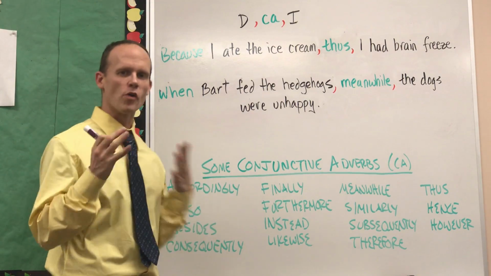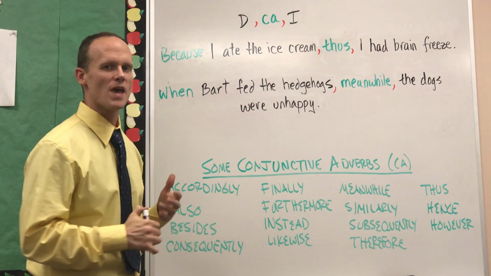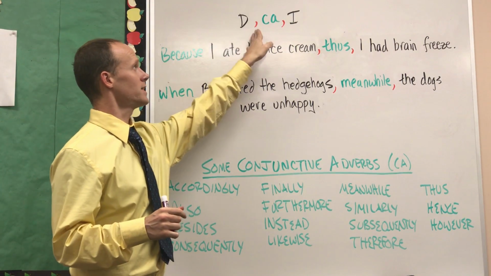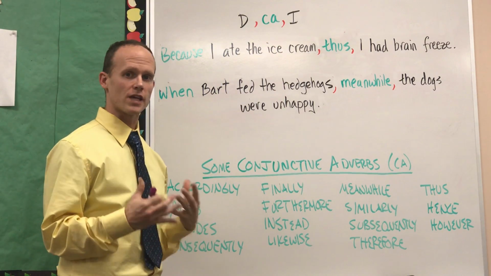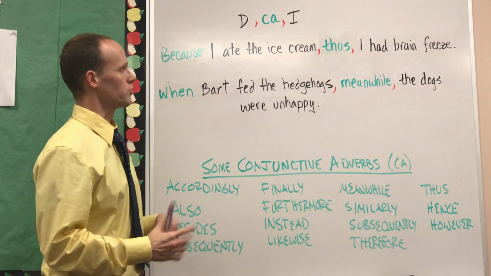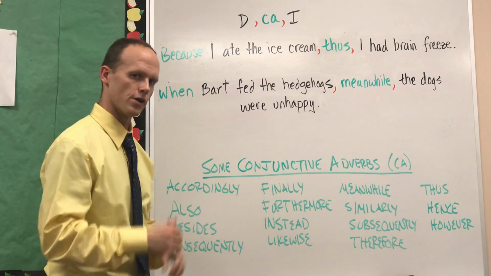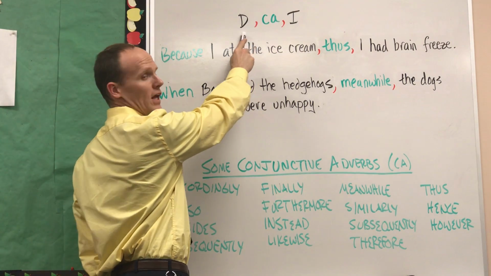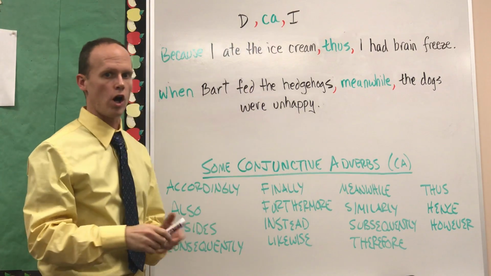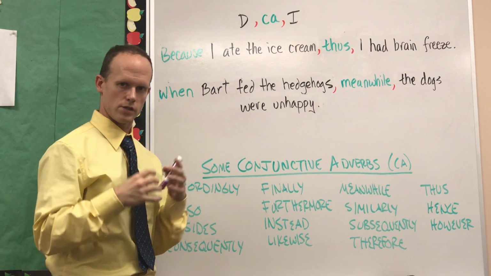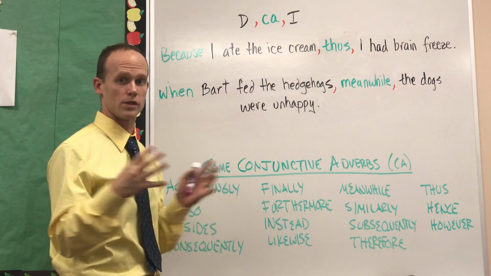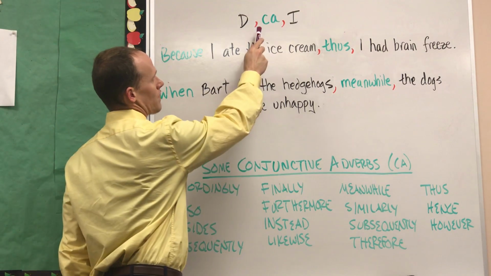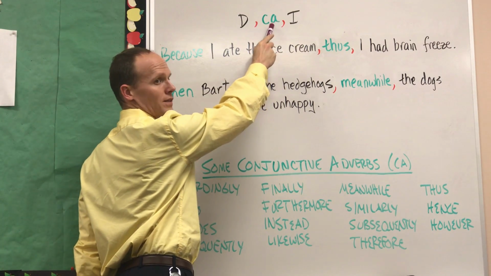All right, so we are going to continue with our sentence formulas, and we are going to look at D, comma, CA, comma, I sentence structure. And this is, again, complex, so you might struggle a little bit, but we're here to help you. The D stands for a dependent clause. A dependent clause is a group of words that cannot stand on its own and doesn't form a complete thought. Okay? Followed by a comma, followed by the CA.